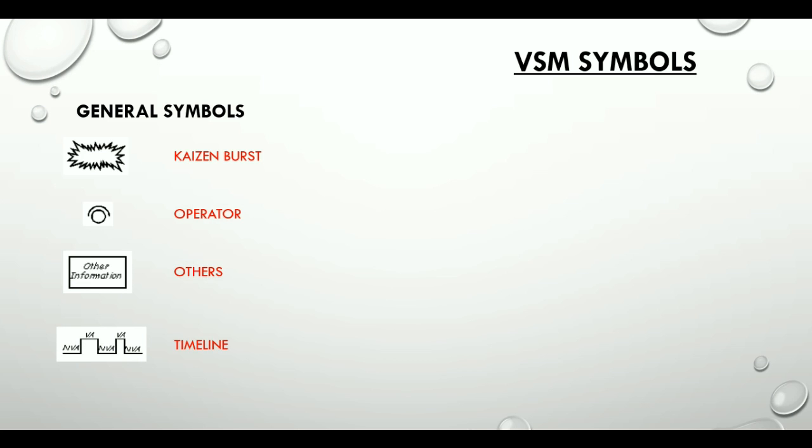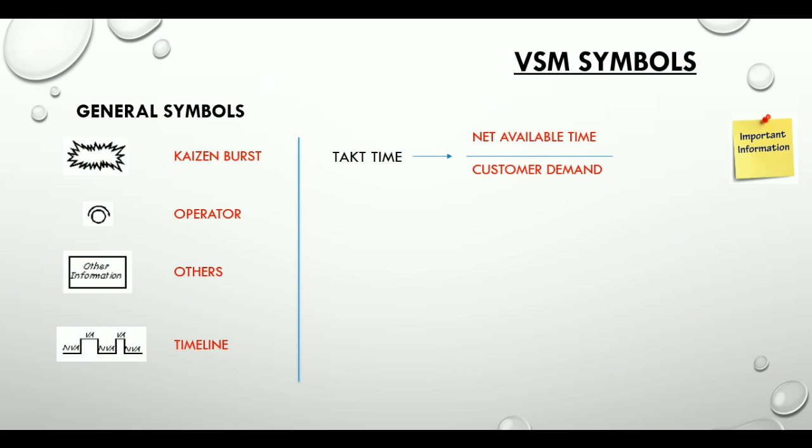Now let's look at some important information here. Good to know information, which is very important for you. So the first one is takt time. What exactly is takt time? It is the ratio of net available time to customer demand.